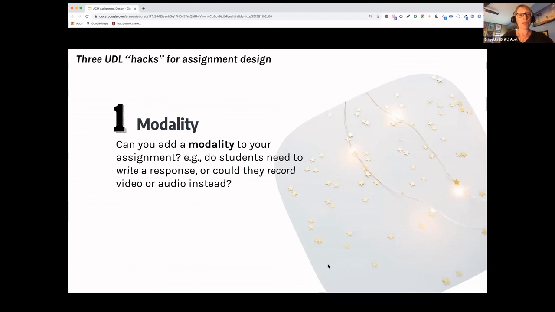I also want to just note, you may have heard the phrase +1 in conjunction with UDL. That just means add 1 additional modality to an assignment or to your content delivery, and that addition goes a long way towards building accessibility.